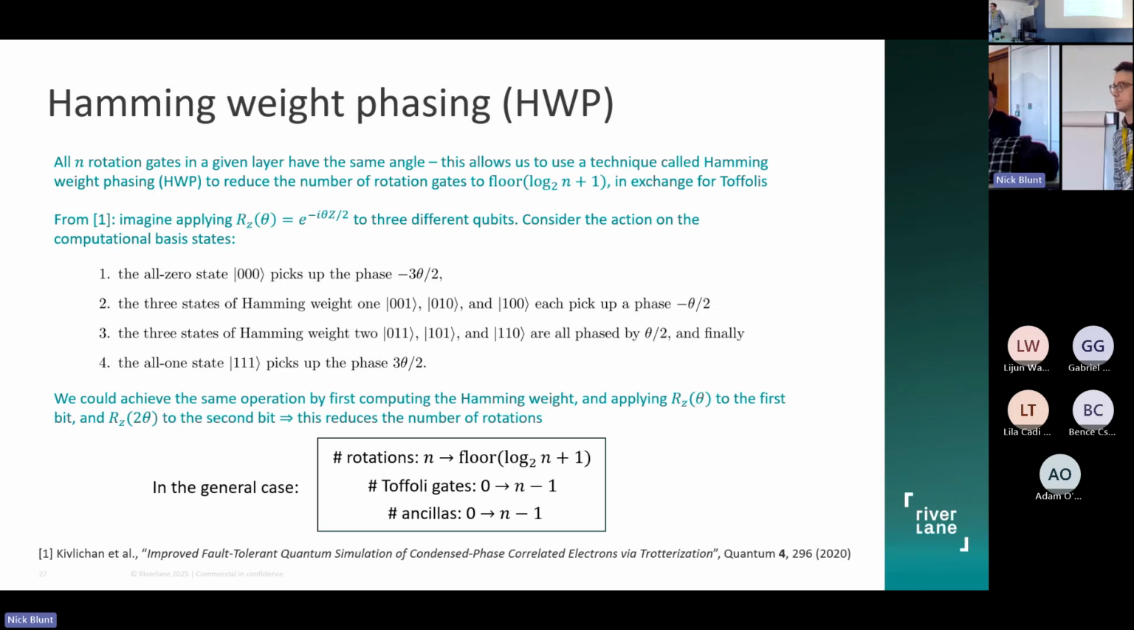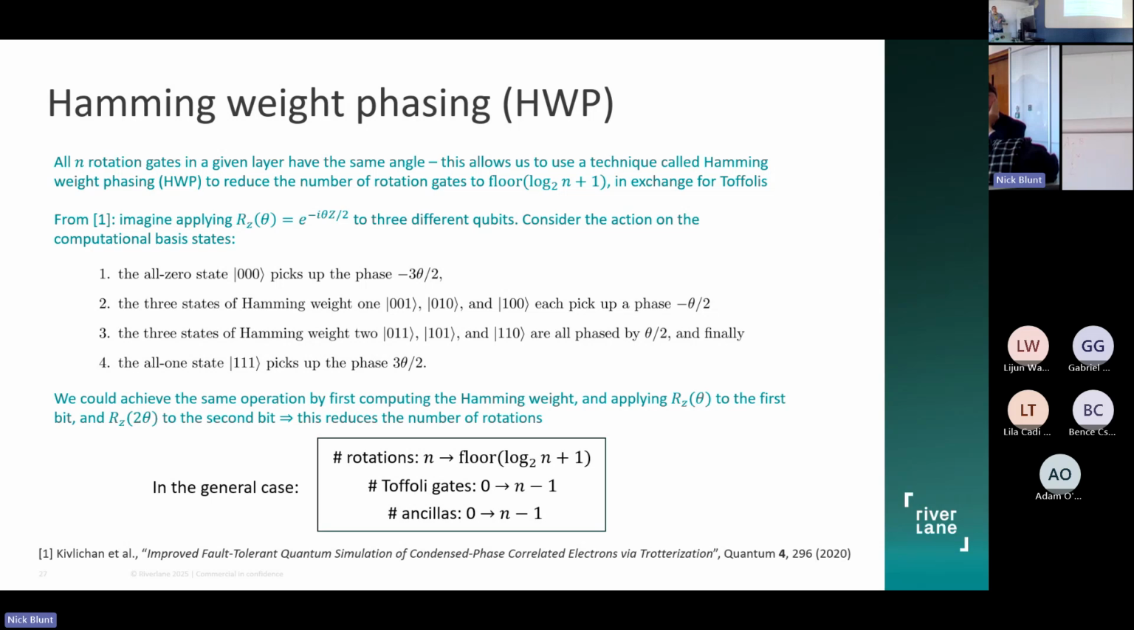So why does it have a log? Are you storing the results in a logarithmic number of qubits, and that's why you have a logarithmic number of rotations? I think the reason it's a log is because you apply the rotations to the bits of the Hamming weight. Oh, and you stored it, and then you have a logarithmic number of bits. Yeah, exactly. The number of ancillas is also relevant for the results later on.